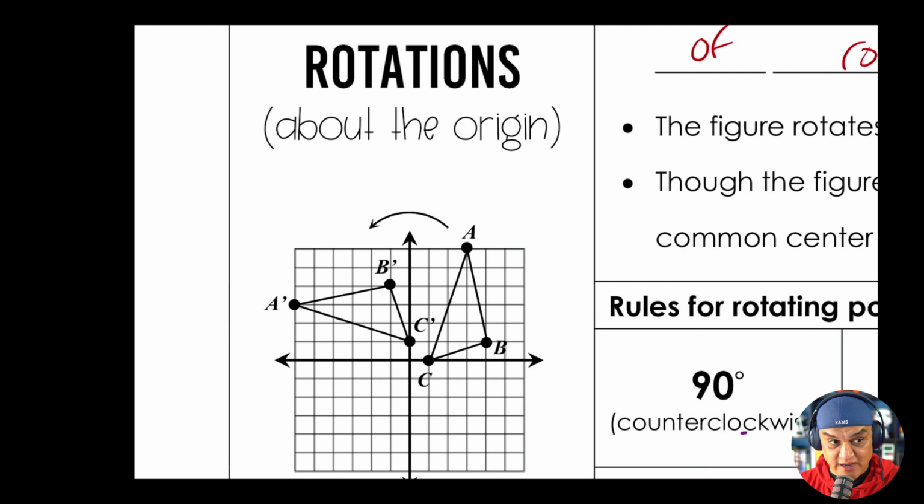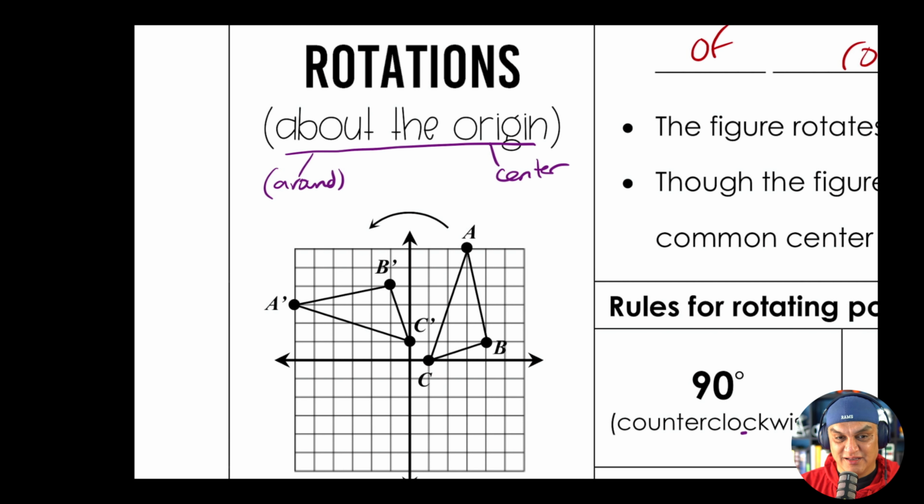A rotation, and we're looking at the easiest rotations here: the rotation about the origin, meaning the origin is the center. And about just means around. I don't know why geometry wants to get fancy. It's about the origin, it's around the origin. Just about just means around. So we're rotating around the origin.